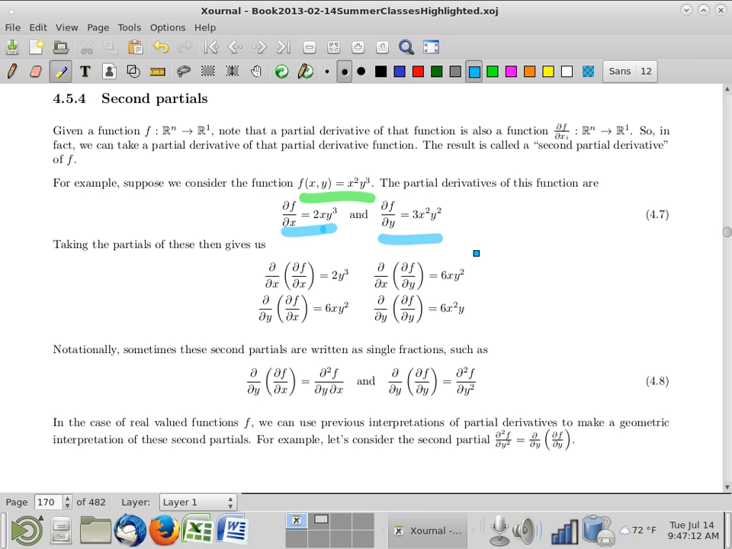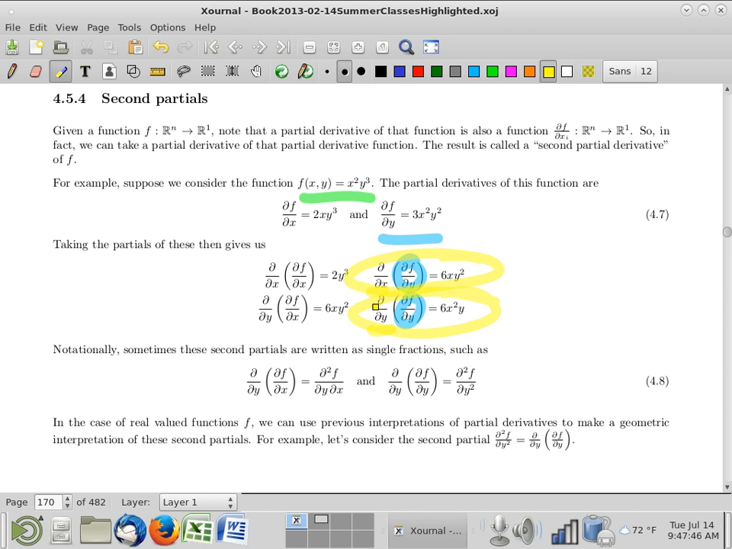Notice the original function, a real valued function of 2 variables, and the partial derivatives are both real valued functions of 2 variables. All right, so we could talk about, for example, this y partial here. I could ask, what is the x partial of that y partial? Or I could ask, what is the y partial of that y partial?